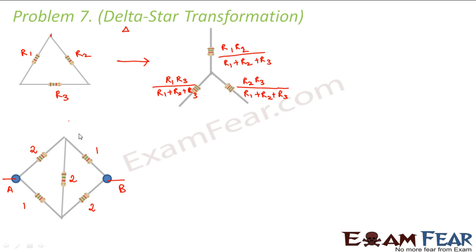If you see here, you have two deltas. This is one delta, this is another delta. So what we can do is transform one delta into a star and see if that helps us. If we transform this delta into a star, we can transform it like this, instead of this delta. In that case, how will my circuit look? The circuit will become somewhat like this.